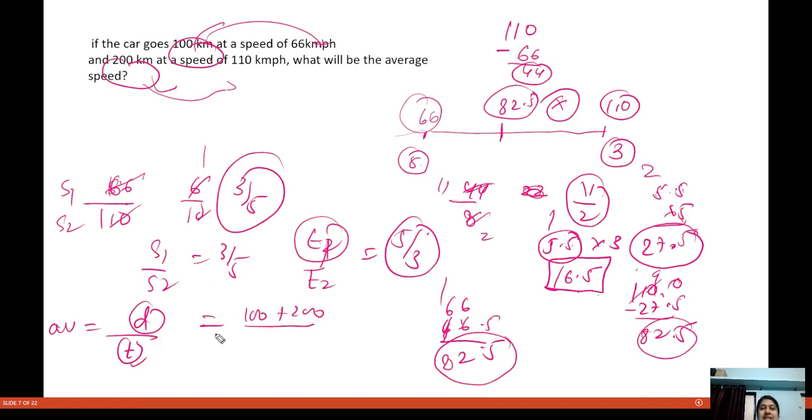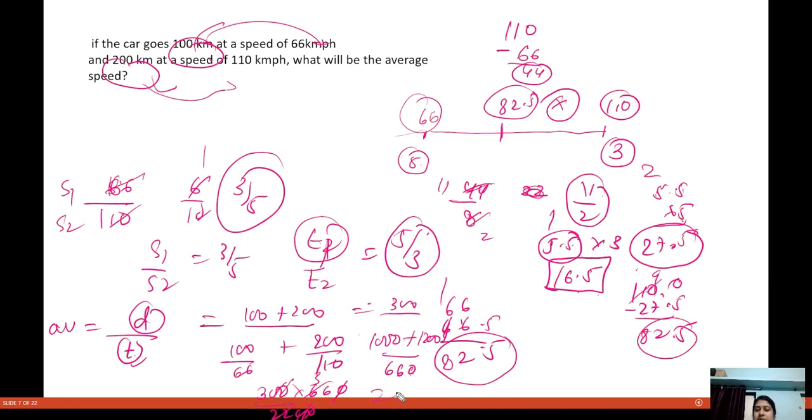Now what is the time? 100 divided by 66, and 200 divided by 110. Now this is 300 divided by this, which is 660. Multiply 10 here, you will get 1000. Multiply 6 here, you will get 1200. So this will be 300 divided by 2200 by 660. Just cancel these. So your average speed comes to be 90 kilometer per hour.